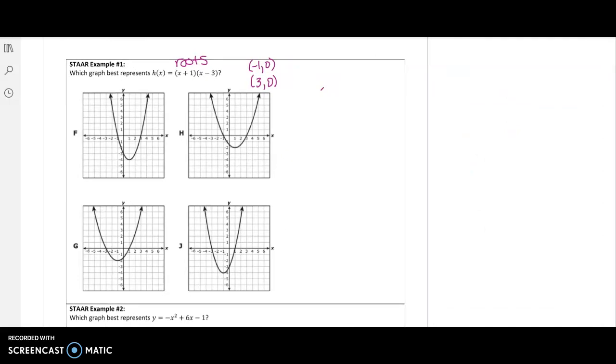I can eliminate, let's see, it's -1 and +3. So I can eliminate J and G because they have the opposite. And so I know it's either F or H. And if I'm not sure, this is where I actually plug it into my calculator to see, is the vertex down here at 1, -4? Or is the vertex at 1, -2?